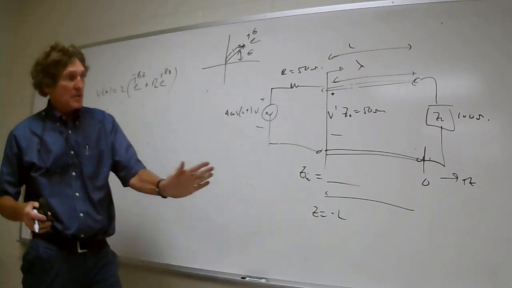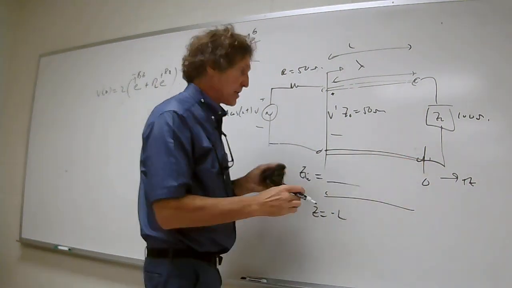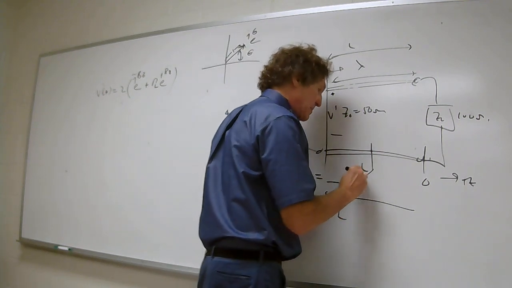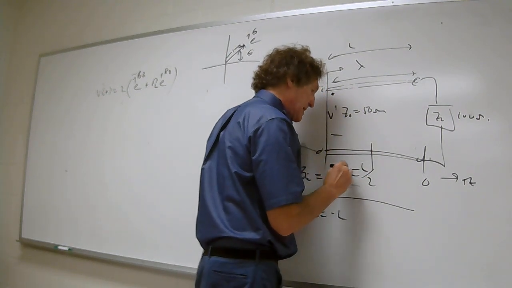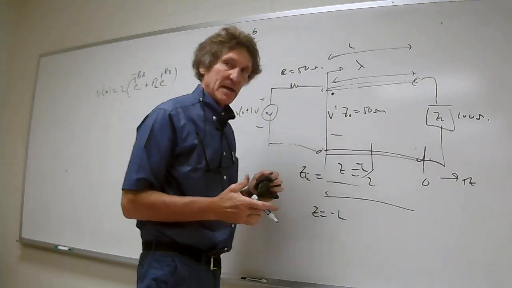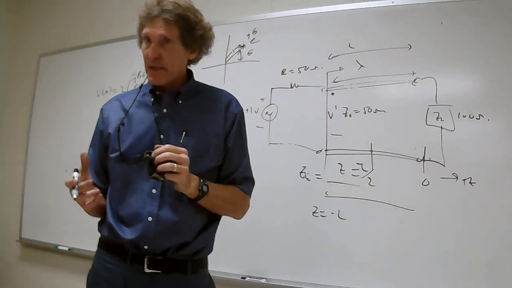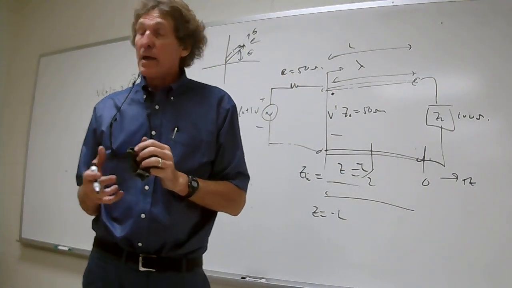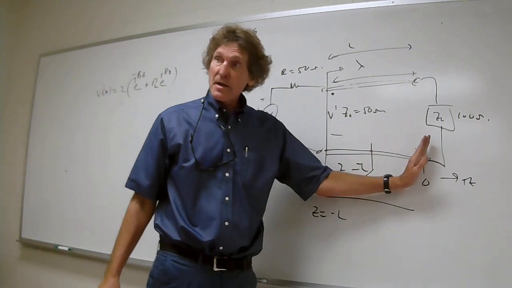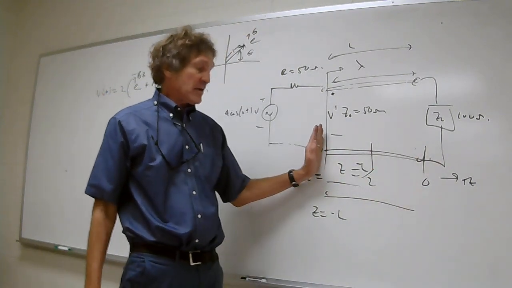But when you're at the middle of the line, if that is 0, where the load is, the middle of the line would be L over 2, but it would be negative. Z would be minus L over 2. You all follow me on that? Why is it minus? Remember, this load is at 0, right? This value here would be negative.